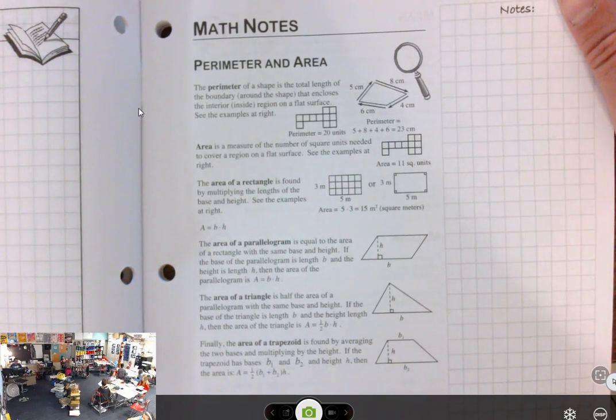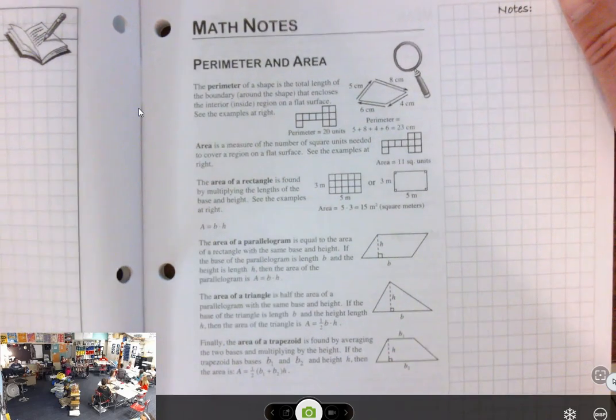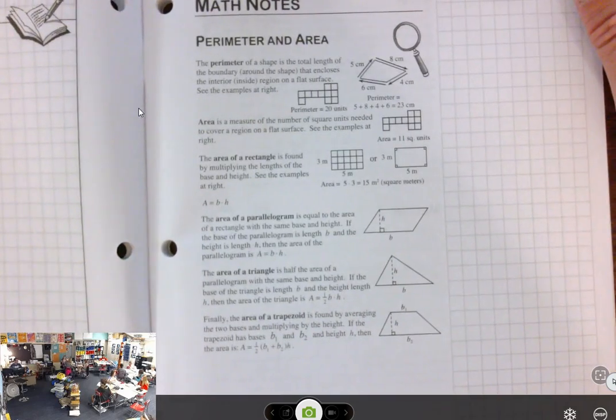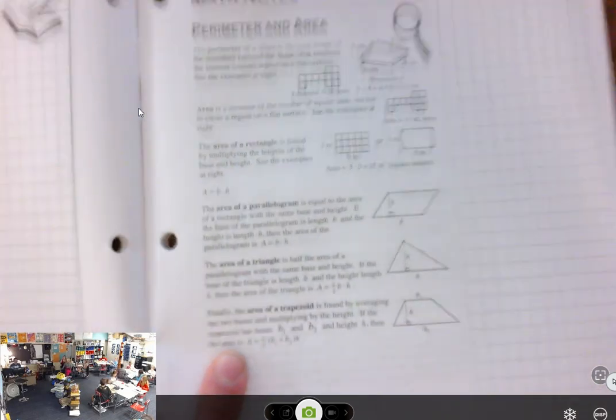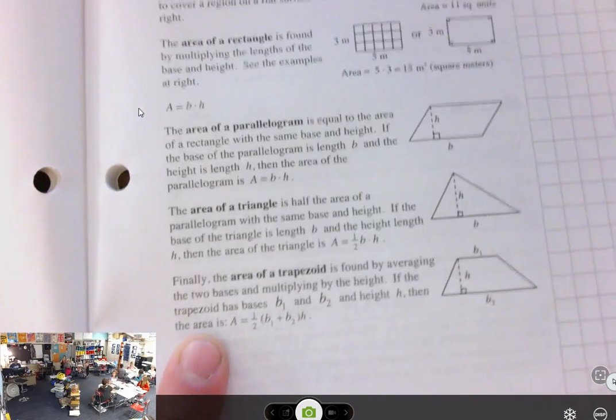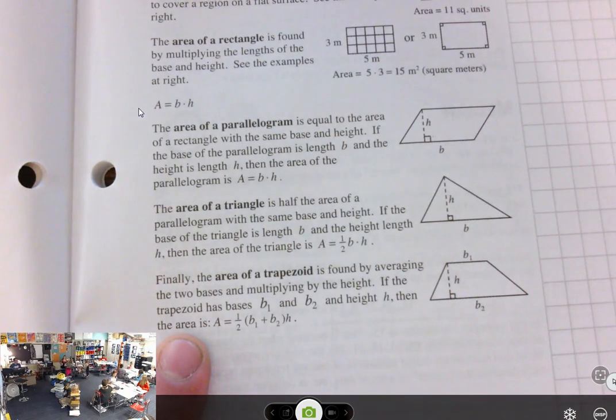Notice all my perimeter and area formulas. So I had people coming to me asking, how am I supposed to calculate the area of a trapezoid? I've never done this before. Well, it's given to you right here in your toolkit. Here's how you calculate the area of a trapezoid.